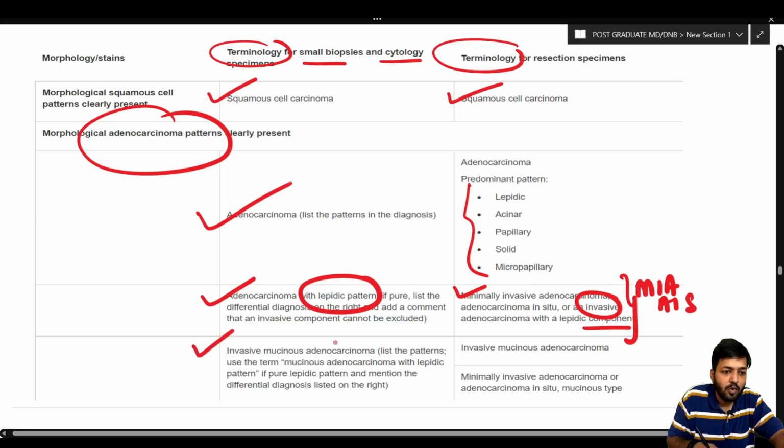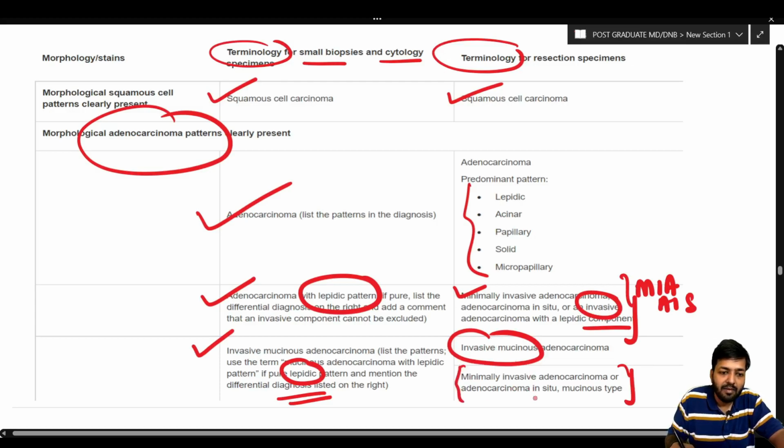Now, invasive mucinous adenocarcinoma, just like the non-mucinous varieties, if you are getting a mucinous component, you can straight away give the diagnosis of invasive mucinous adenocarcinoma. You can state the pattern as well. If the pure lipidic pattern is there, then you should mention the differential diagnosis as on the right hand side. So over here, if it is invasive mucinous, you can straight away write it; in the resection also it is the same.